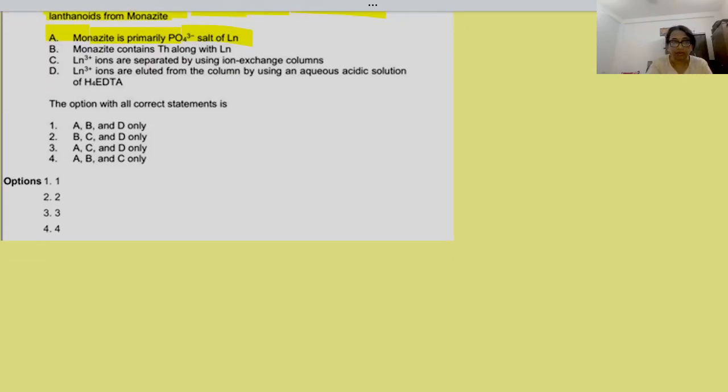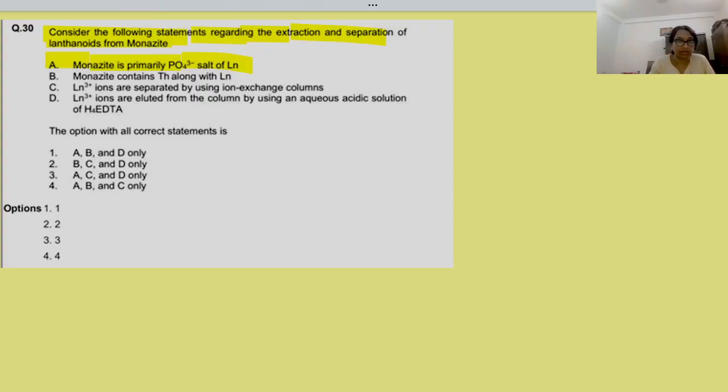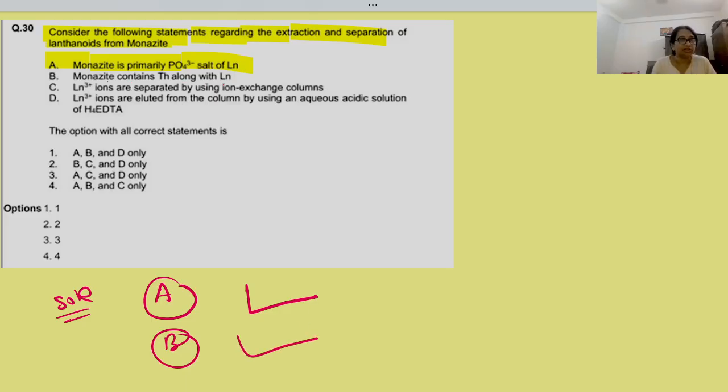Statement number one: monazite is primarily PO4 phosphate third ion salt of lanthanide. Okay, so for option number one, the concept is that monazite is primarily a phosphate salt of the lanthanide. It is the correct option. Second statement is the monazite contains thorium along with lanthanide. Thorium along with lanthanide. Yes, it is also correct because they are present in the same series.